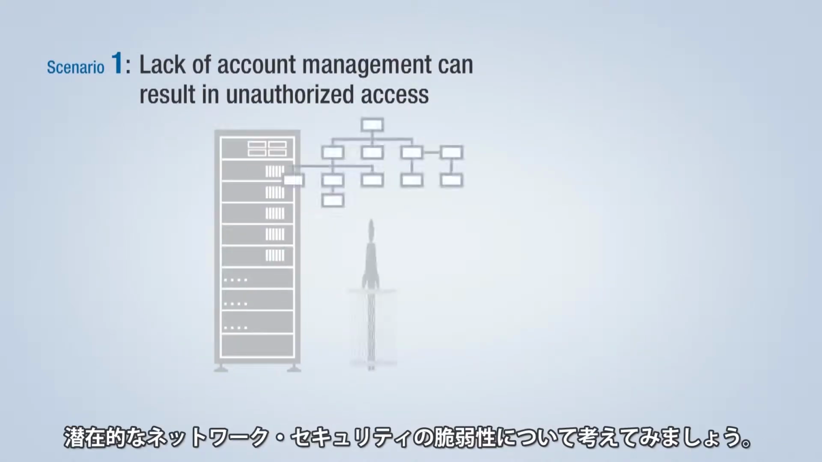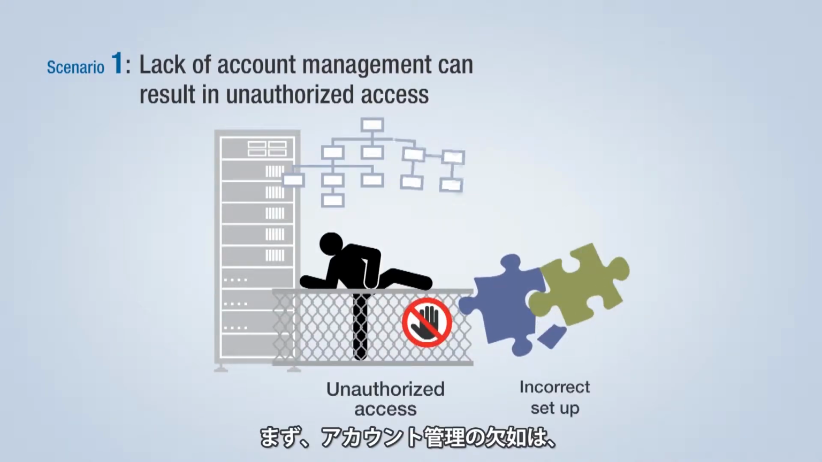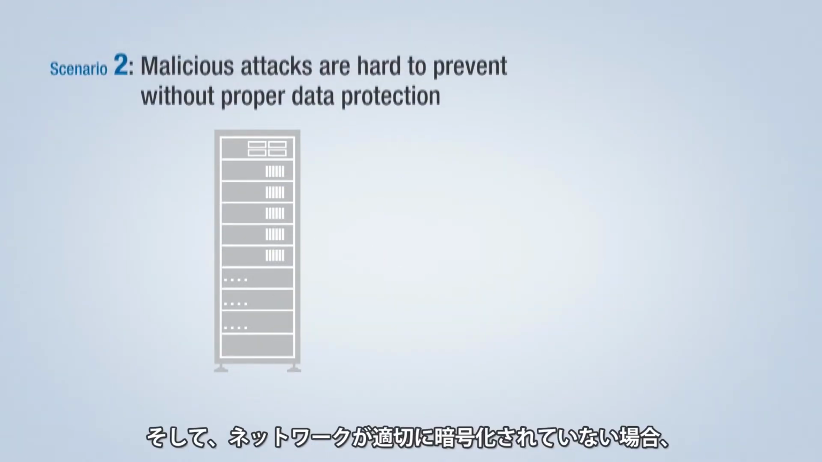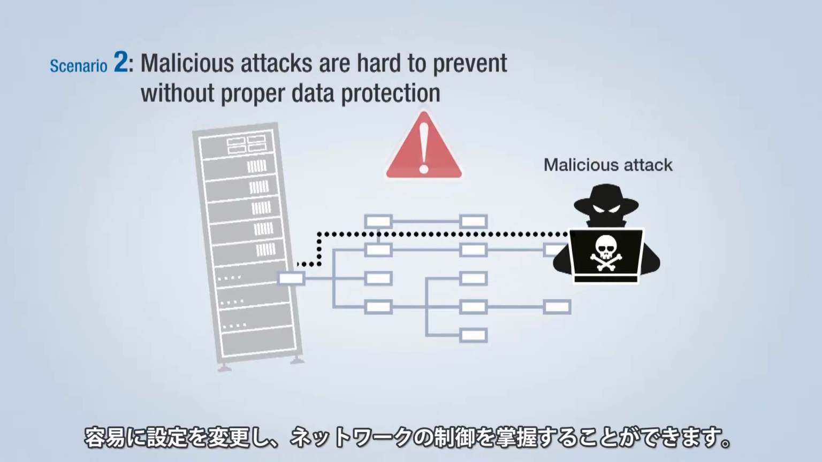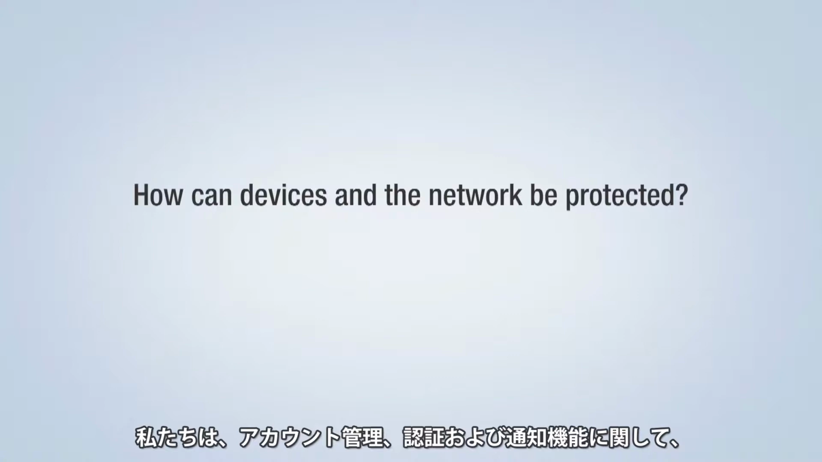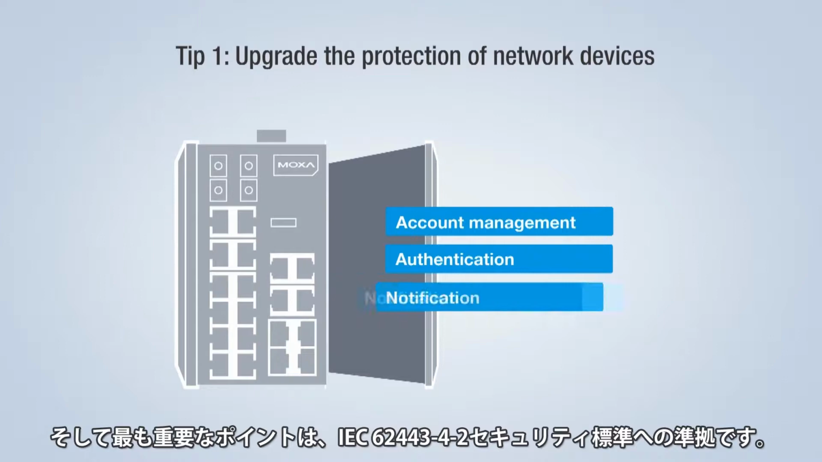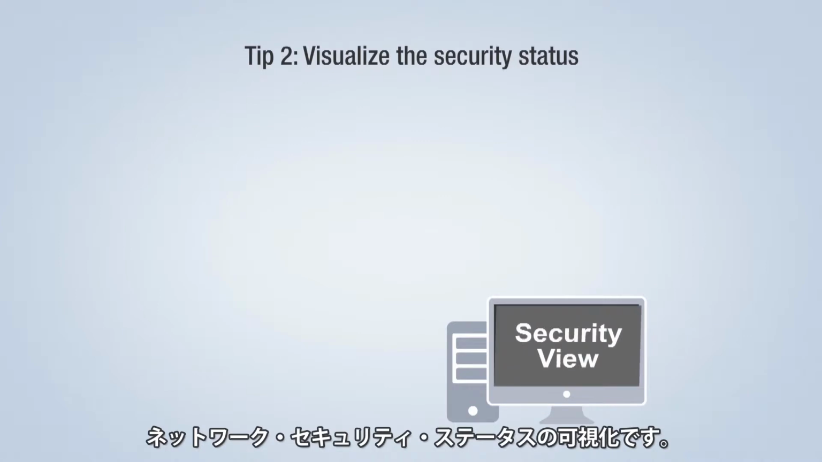Let's look at some potential network security vulnerabilities. First, a lack of account management would mean that unauthorized personnel can alter network settings and disrupt your network. Second, if your network is not properly encrypted, anyone wishing to attack the network could easily change settings or take control of this network. We suggest upgrading device security with account management, authentication, and notification features, and most importantly, compliance with the IEC 62443-4-2 security standard.